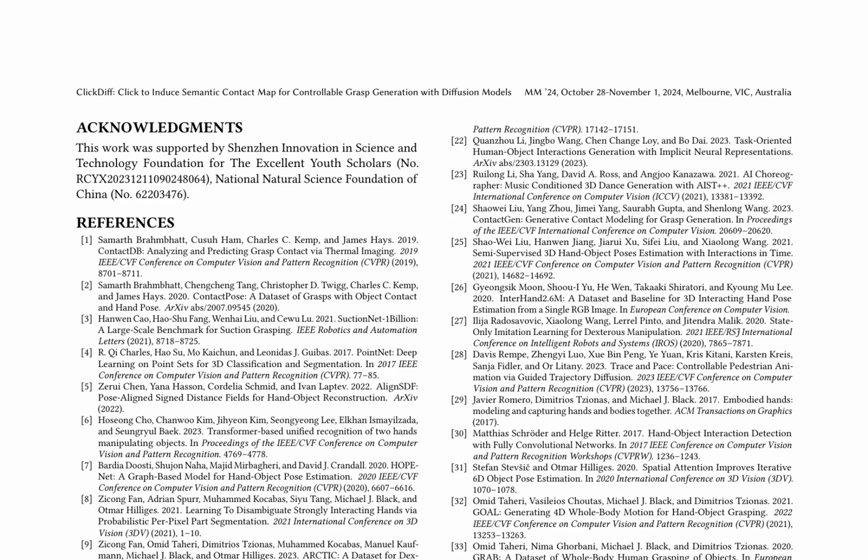The paper introduces ClickDiff, a novel method for generating and controlling grasp contact maps using diffusion models. It leverages the concept of semantic contact maps to predict the interaction between hands and objects, enhancing the understanding of hand-object manipulation in computer vision and robotics. The approach utilizes a deep neural network to estimate the contact map, which is then used to generate and control grasps. The proposed model is trained on a dataset of hand-object interactions and evaluated through various experiments, demonstrating its effectiveness in predicting and controlling grasp contacts.